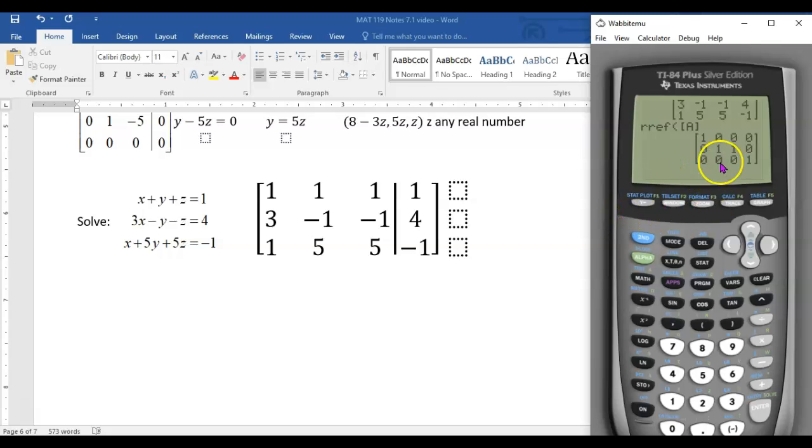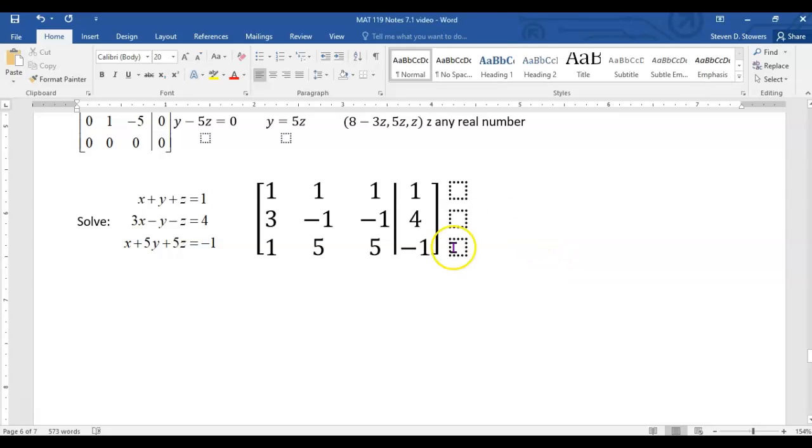Notice that bottom row, 0, 0, 0, 1. What does that tell you? No solution. This is an inconsistent system. It has no solution. There's no choice of x, y, and z that would satisfy all three of those equations at the same time.